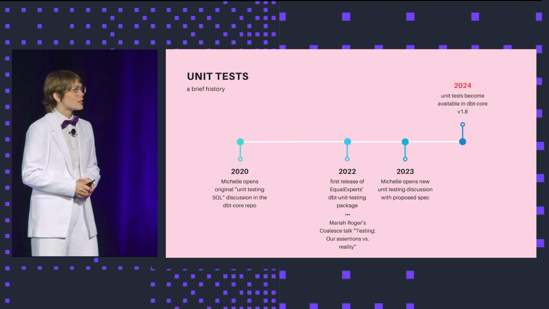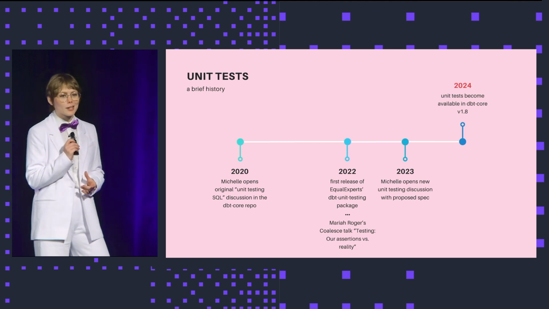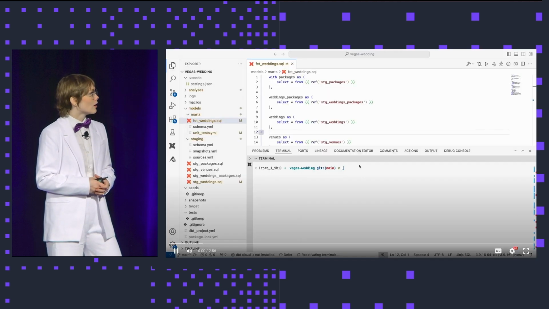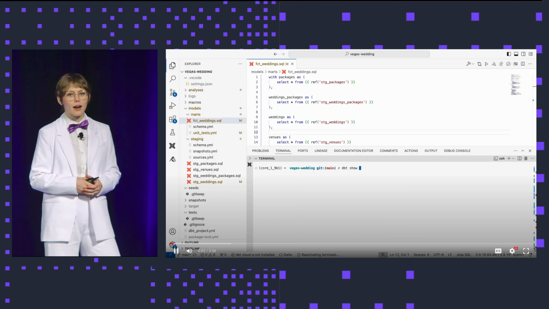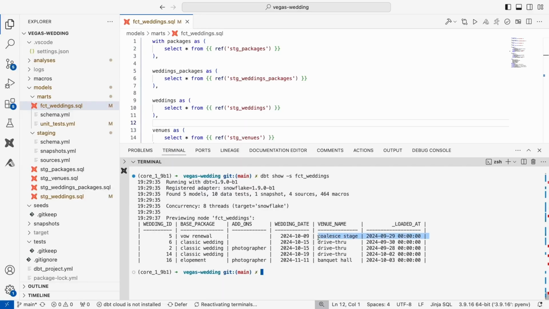All right, so we're going to help out this wedding company with their dbt project. So let's see if we can use this new unit test functionality to help improve their code reliability. So we will go ahead and query their fact weddings model just to make sure that my vow renewal ceremony is on the books. And I'll be able to see it show up here. Great, vow renewal, Coalesce stage.